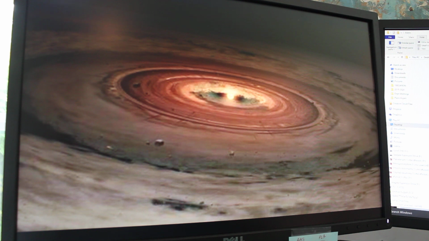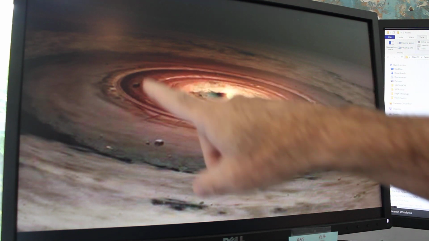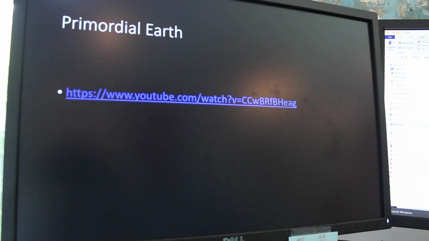Here's another artist's conception showing this disk of material, and then the planets would form in this disk. And that's why they're all spinning the same direction in the same plane.